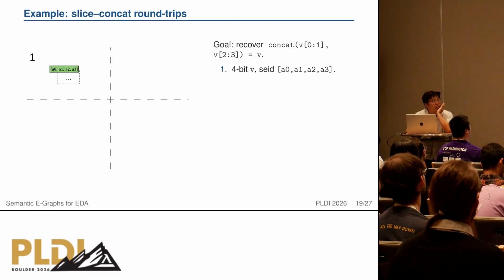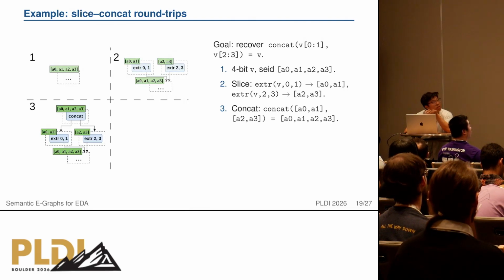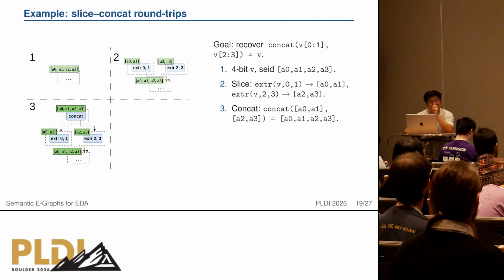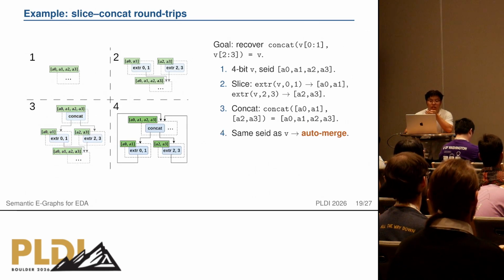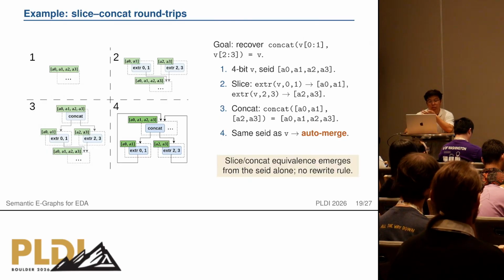And here is a slice-concat round trip example. We originally have a 4-bit wire vector, and we first do the slice and then do the concat, and we are maintaining their SEID in the process. So we can find the concat node has the same SEID as the original wire vector. So there is an automated merge happening here, and without e-graph growth.